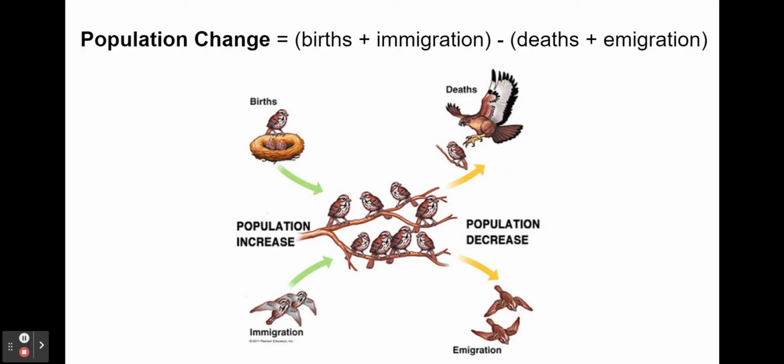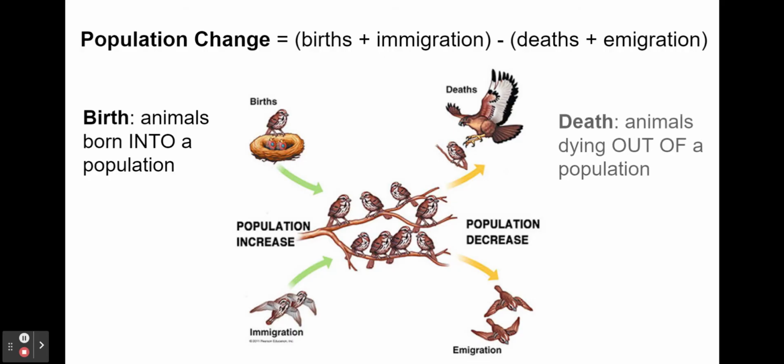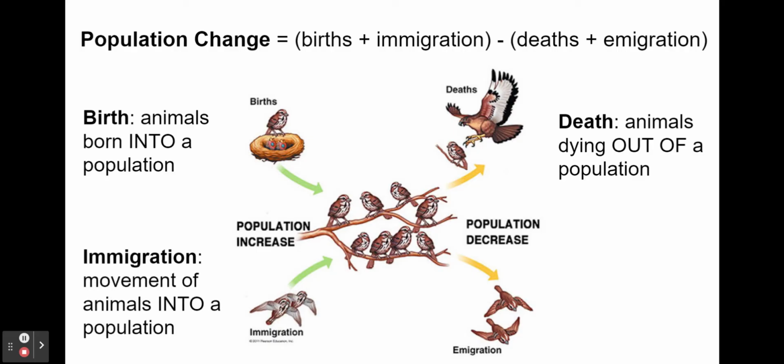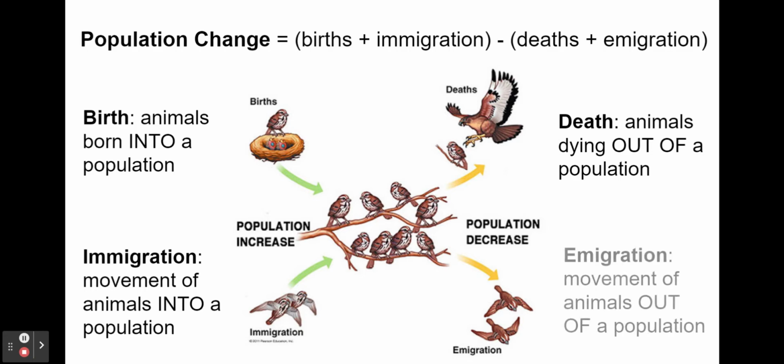Let's actually define each of those terms, even though I'm sure you know what some of them mean. Underneath the equation, please define them. Births are animals born into a population. I've put it all in caps because I want to remind myself quickly that births add to a population. Deaths are animals dying out of a population. Immigration is movement of animals into a population. So immigration adds to a population. And emigration is movement of animals out of a population. So emigration and deaths remove animals from a population. Immigration and births add animals into a population.